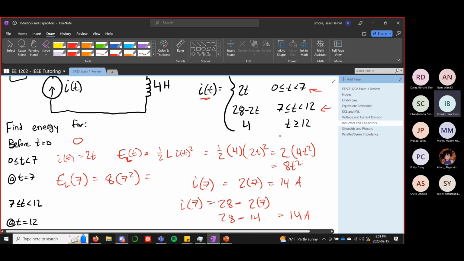8 times 7 squared is 392. And what's the unit for energy? Joules, right?